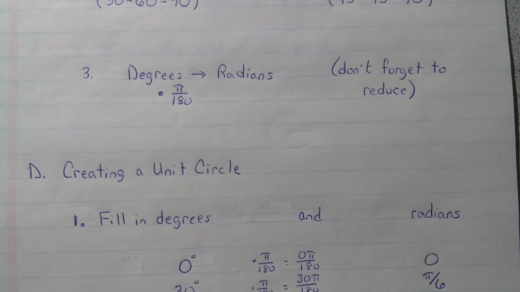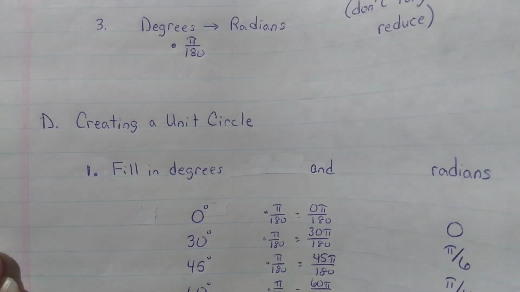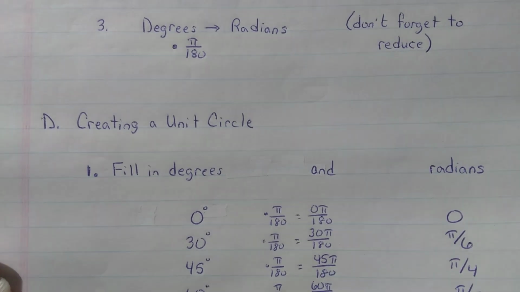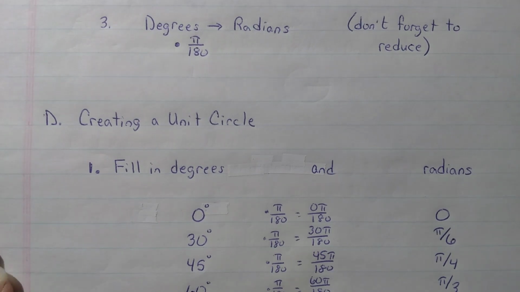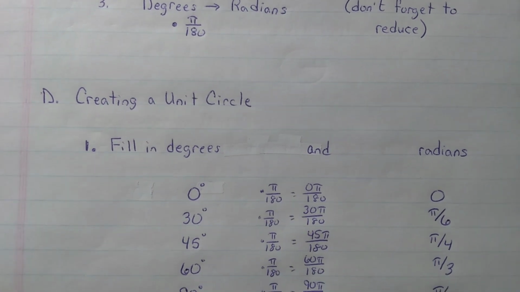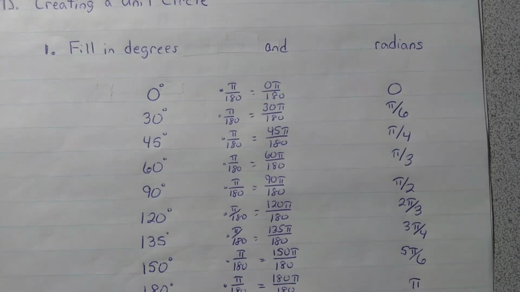Okay, now we are going to go about creating our unit circle. So if you would please get out the unit circle that I have given you and be ready to go. We are going to fill out our unit circles in degrees and radians, so this is step 1.